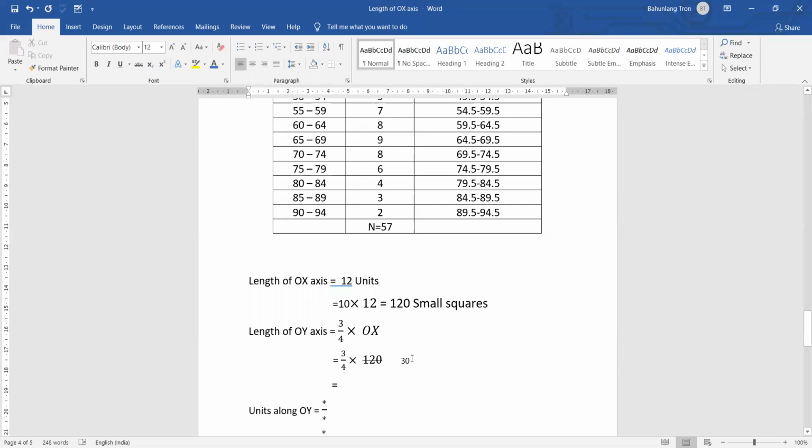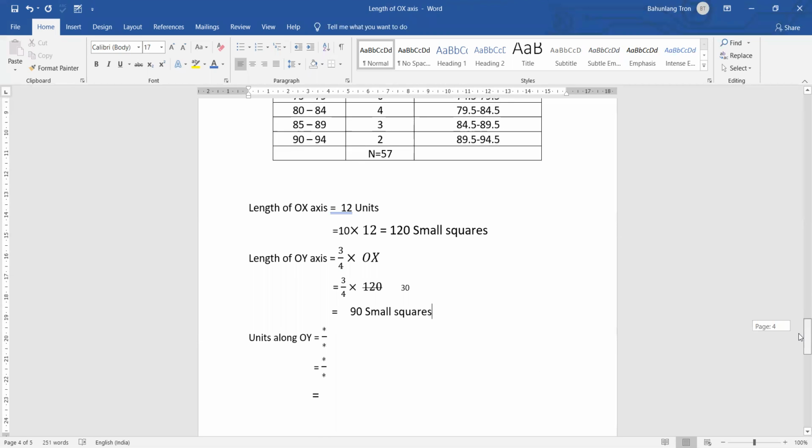Okay, so 3 into 30 will be 90. So this one also, I will cancel this. So altogether I will get 90. Okay. So the length of OY axis will be 90 small squares.